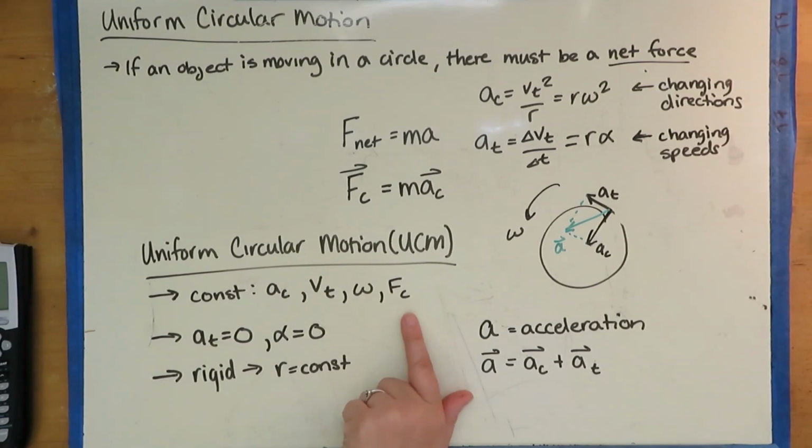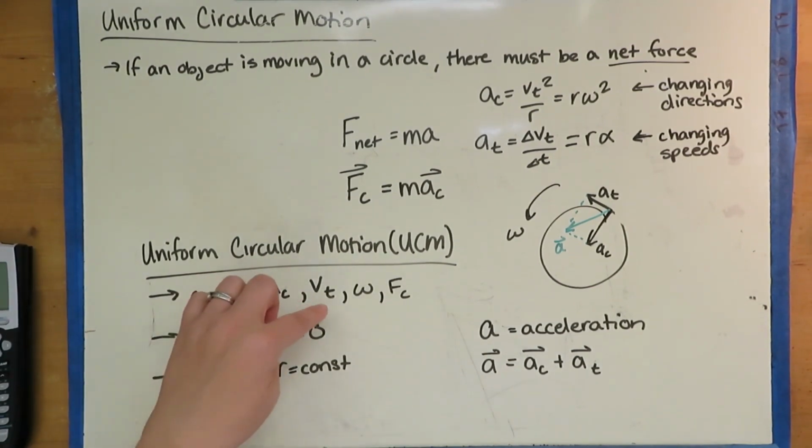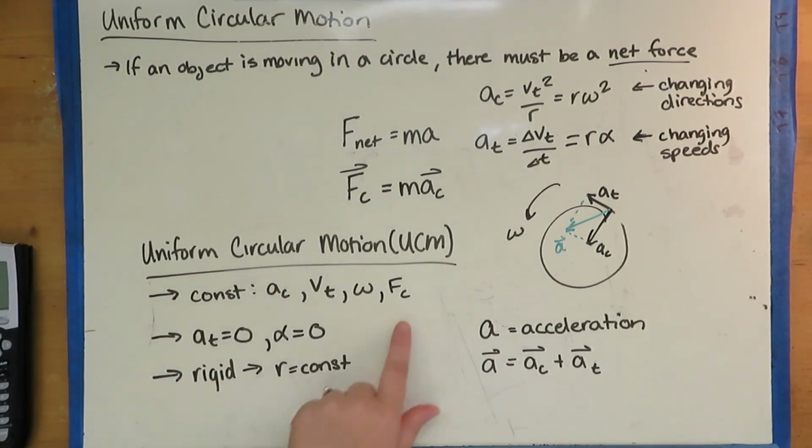So if our centripetal force is constant, that just means we're going at constant speed. That doesn't mean if I'm going in a circle, my centripetal force is always made up of the same variables. All right, so I hope that gives you a feel for circular motion.